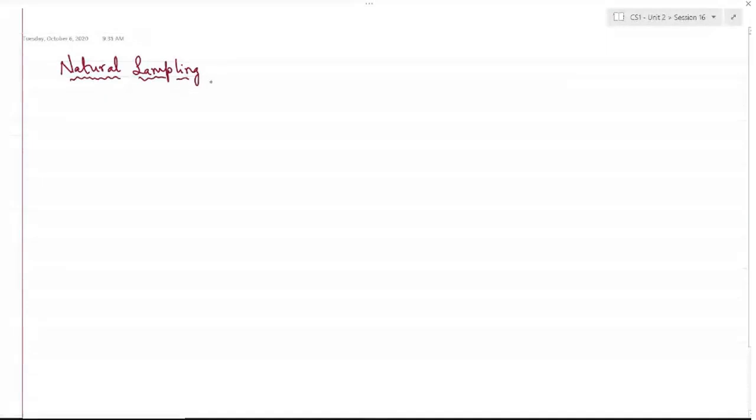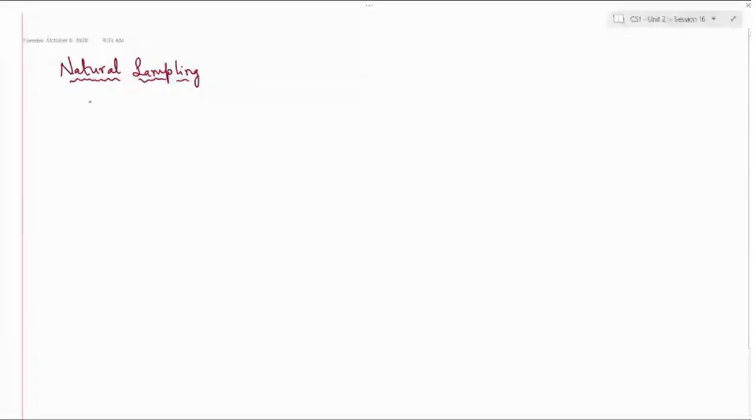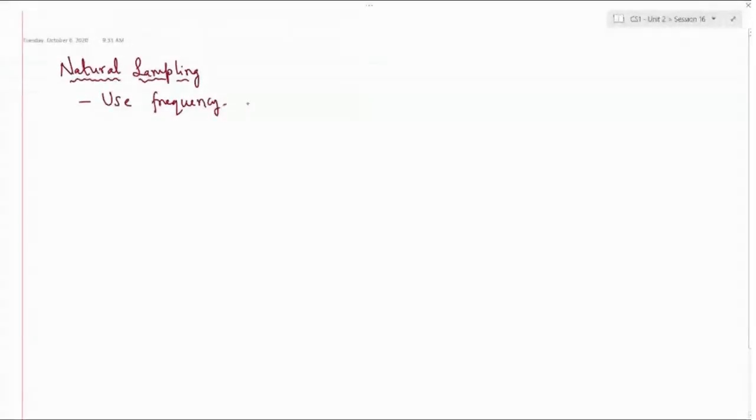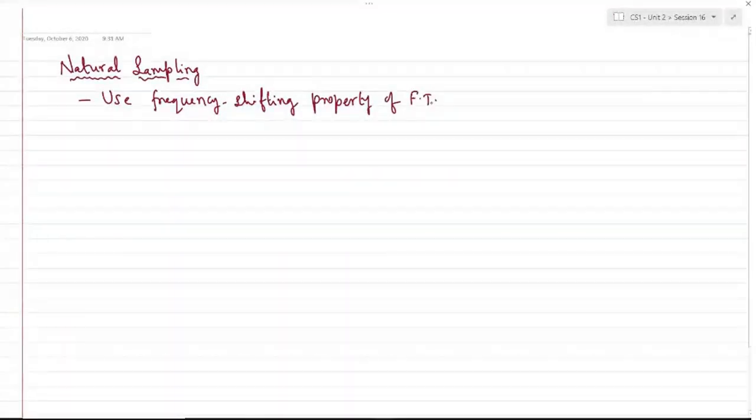Here we try to demonstrate the validity of the sampling theorem again using the frequency shifting property of the Fourier transform. Earlier we used the convolution property of the Fourier transform to prove the sampling theorem. We will use the frequency shifting property of the Fourier transform in this case.